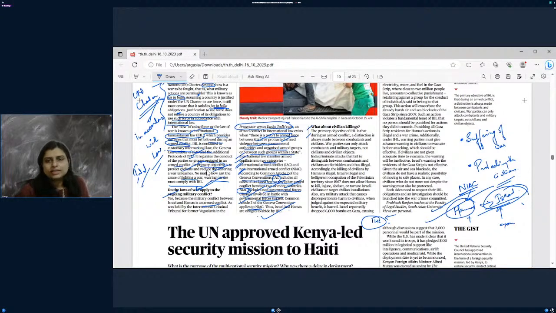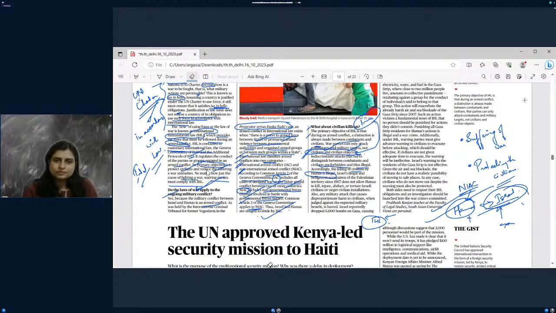The primary objective of international humanitarian law is that during an armed conflict, a distinction is always made between the combatants and the civilians. War parties can only attack combatants and military targets, not the civilians and civilian objects. That means, even though the armed conflict is happening, the civilians and civilian objects, all those development projects that have taken place in the area, should not be affected. Why? Because they are for the civilians. Indiscriminate attacks that fail to distinguish between the combatants and the civilians are forbidden and thus illegal. Accordingly, the killing of civilians by Hamas is illegal.